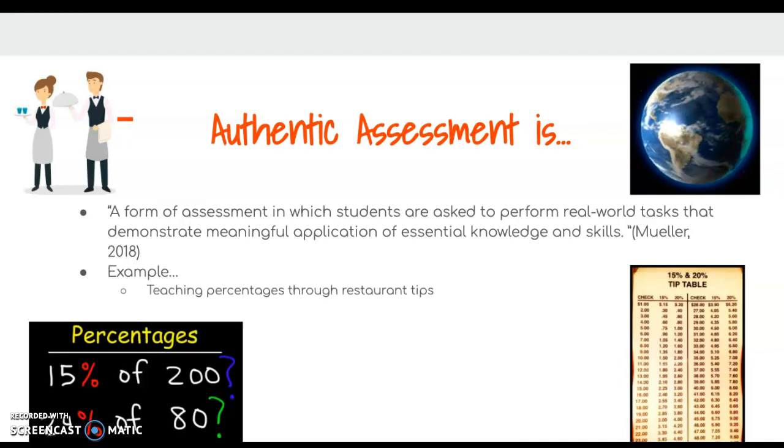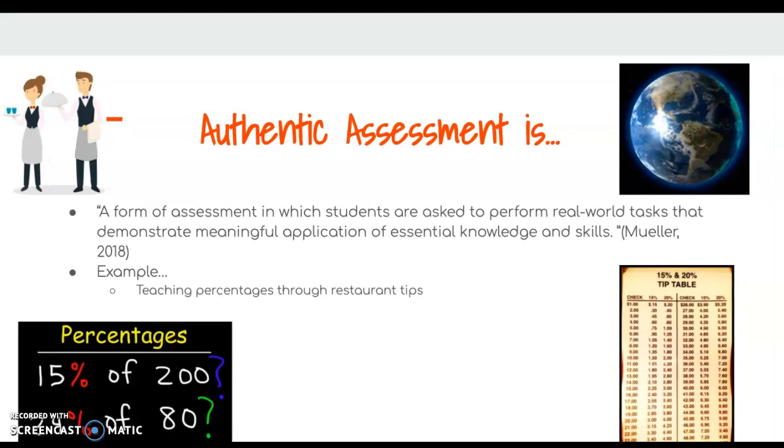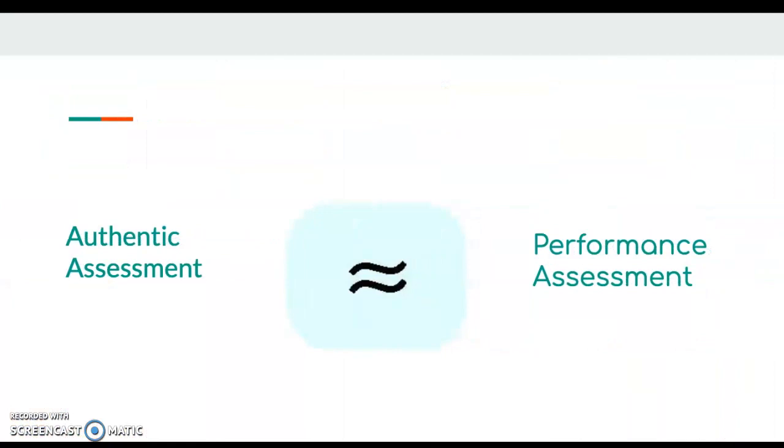Oftentimes, authentic assessment is coupled with performance assessments. Performance assessments are any assessment that requires students to carry out an activity or produce a product in order to demonstrate learning. This is also found in the textbook.